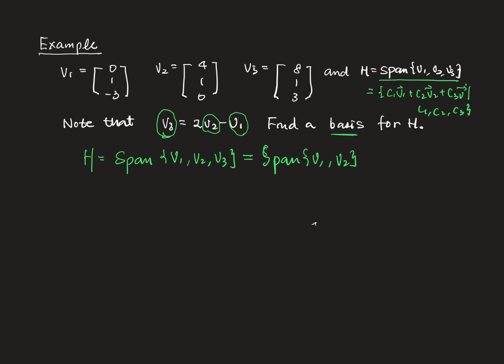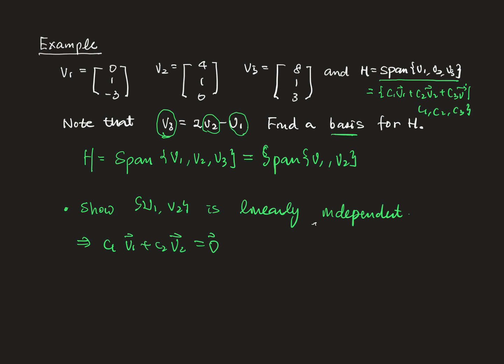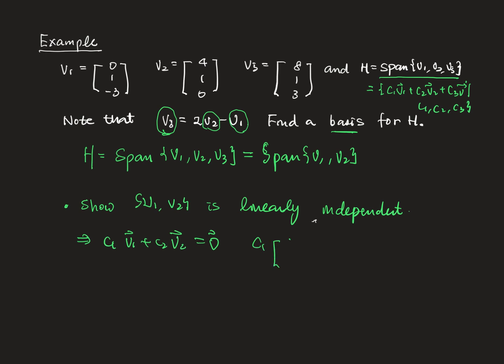what do you have to check? For a basis: span and linearly independent. So we have to show V1, V2 are linearly independent. Very easy: C1 times the V1 vector plus C2 times the V2 vector equals the zero vector, and we have to find C1 and C2. So C1 times (0, 1, negative 3) plus C2 times (4, 1, 0) equals (0, 0, 0).